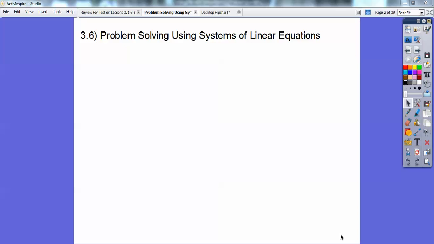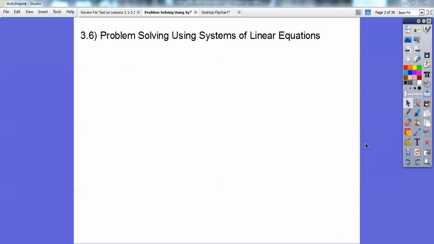Okay, everybody, this lesson is problem solving using systems of linear equations. By now we've solved systems using the substitution property and the elimination property. I find I like the elimination property the best, unless I have y equals an equation or x equals an equation. On those ones, I'll definitely use substitution, but when it's not in that form, I try to use the elimination.